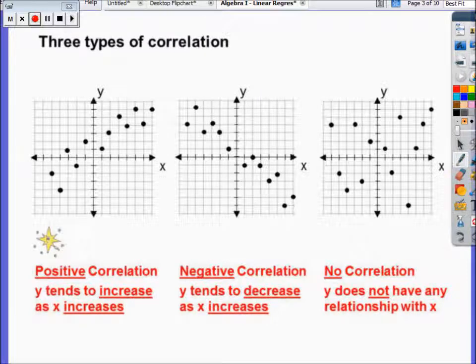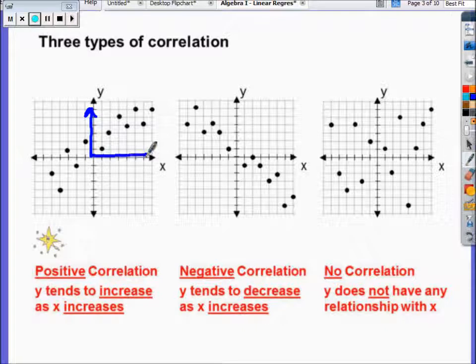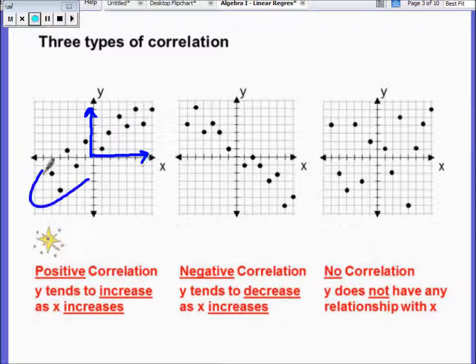So determining if there's any type of relationship is called correlation. If there's a correlation, it means there's a pattern within the data, and it means that we can use the data to predict something. So the three kinds of correlation that we can have. The first is positive correlation, and that's where your y values tend to increase as your x values tend to increase. So as you can see, it kind of makes an uphill pattern within your dots.